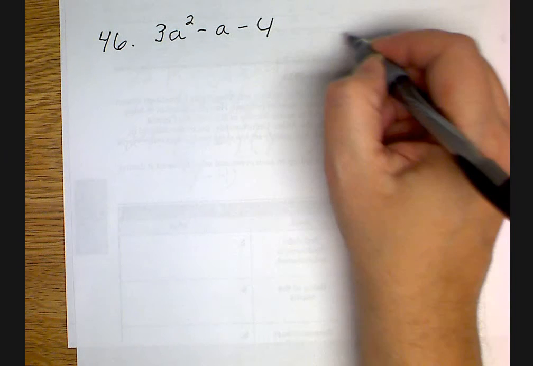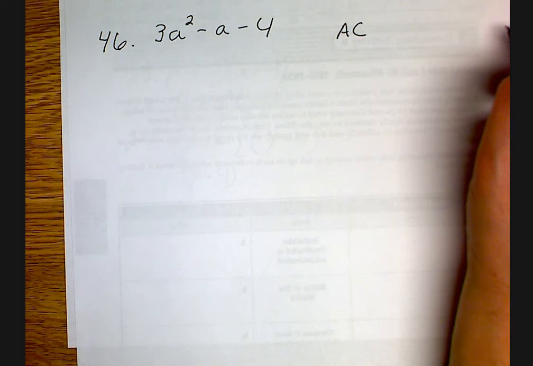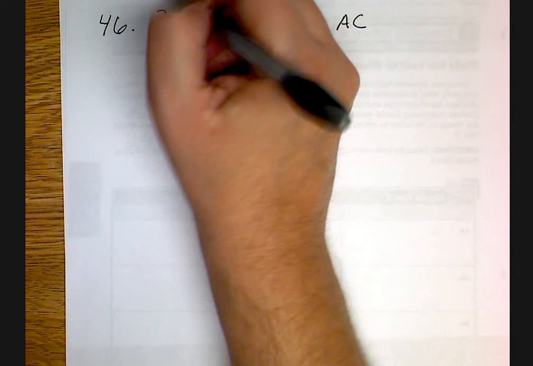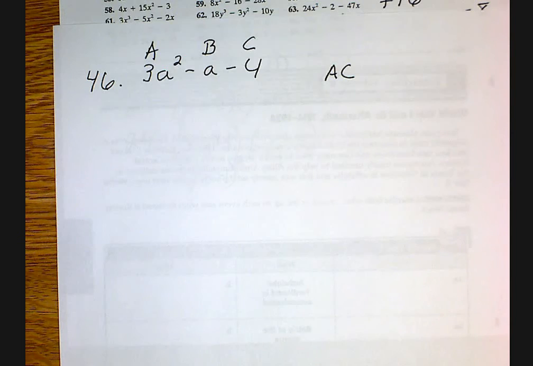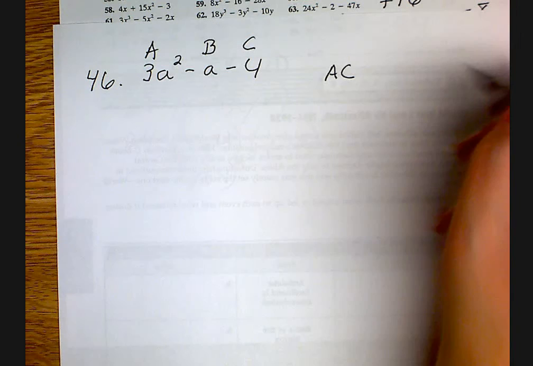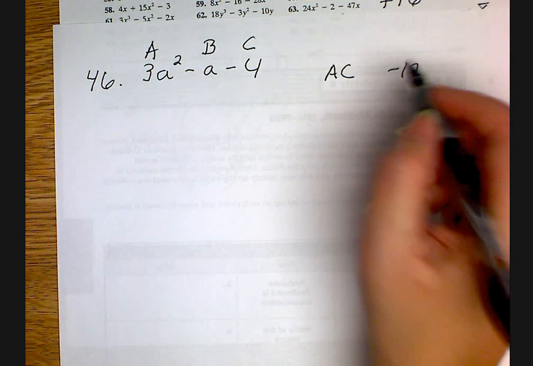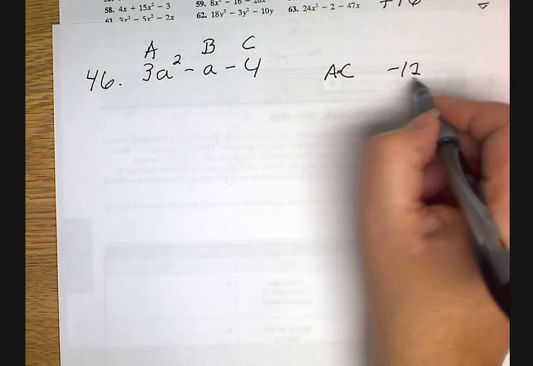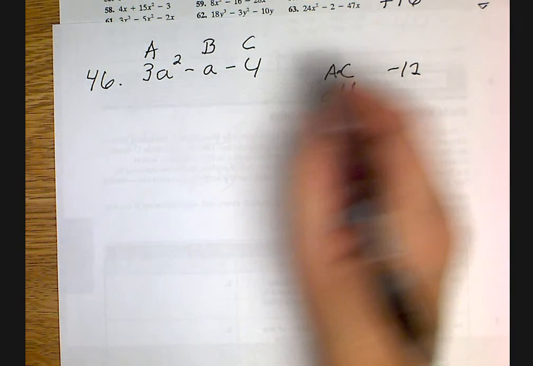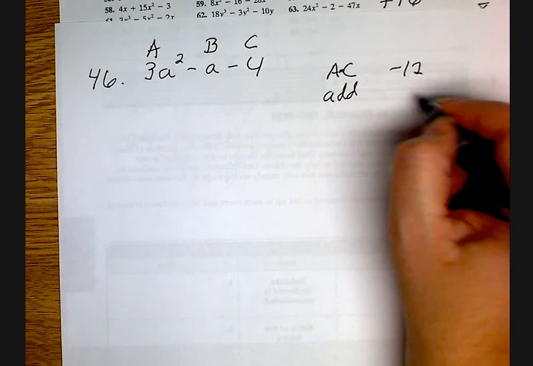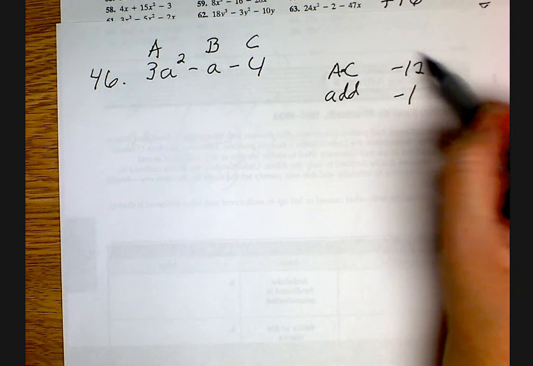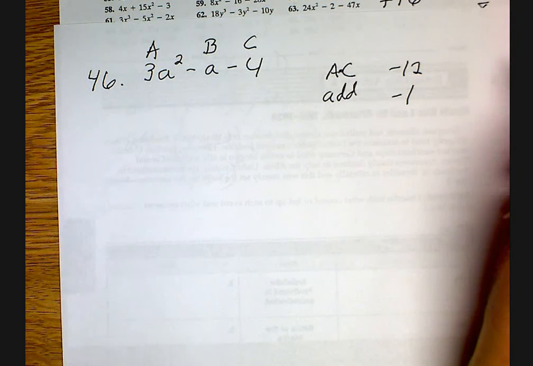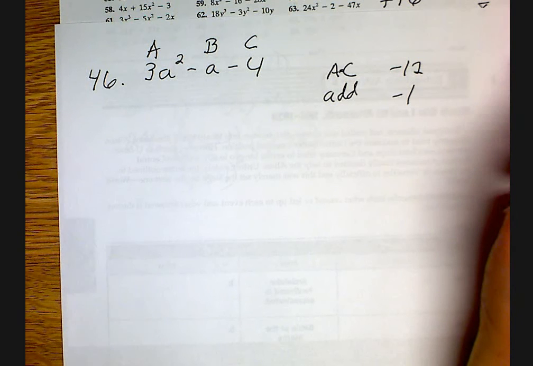All right. So first step is to find AC. So what does AC equal? Remember, this is A, B, C. These are harder ones, but I'll walk you through it. So AC is negative 12. So now I'm looking for two numbers that multiply together to give me negative 12, that when I add them give me negative 1. So what numbers multiply together to give me negative 12 that when I add them give me negative 1? 3 and negative 4.